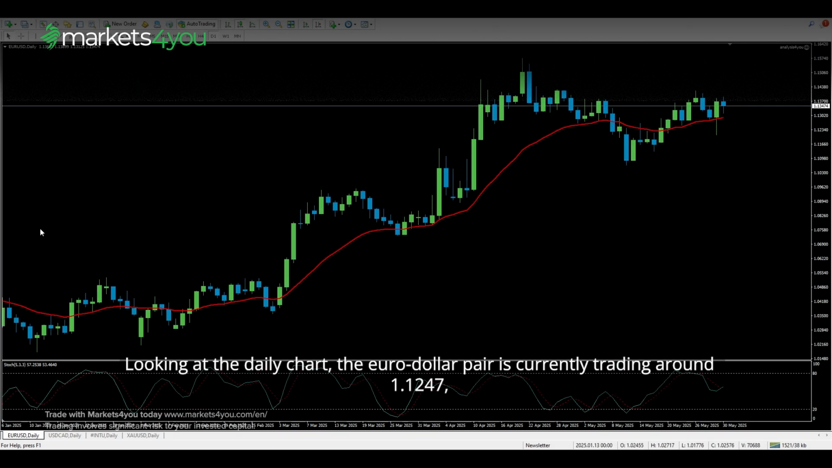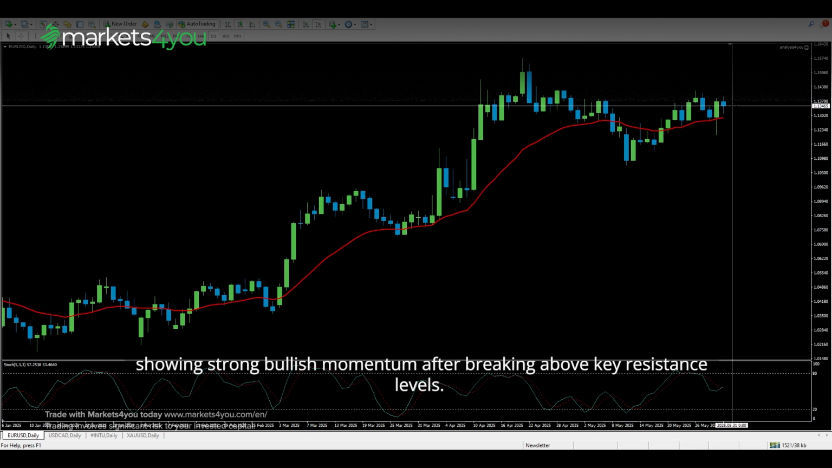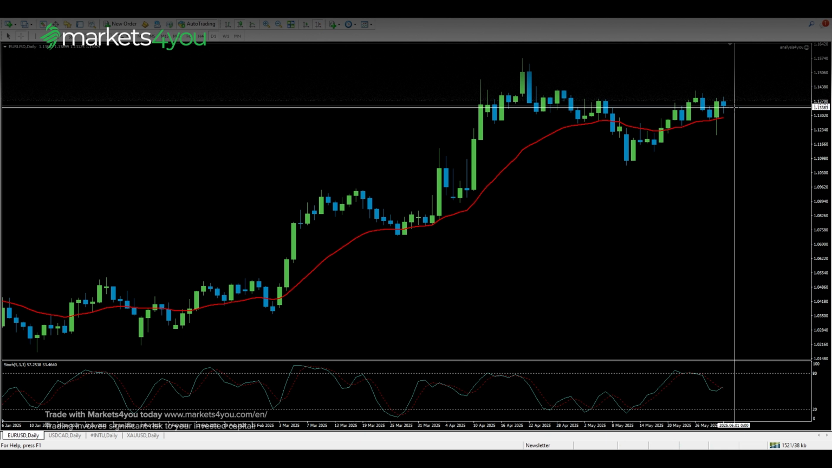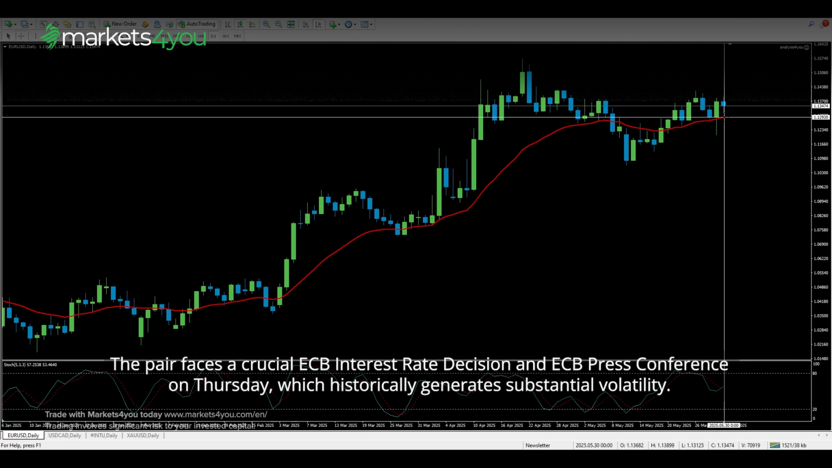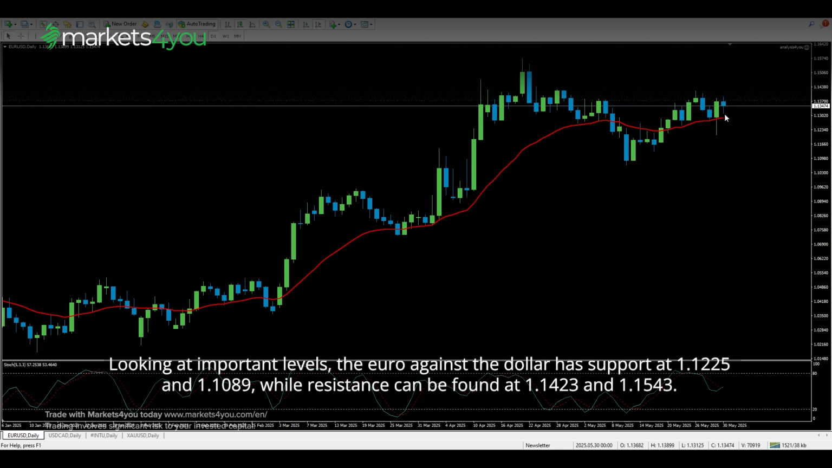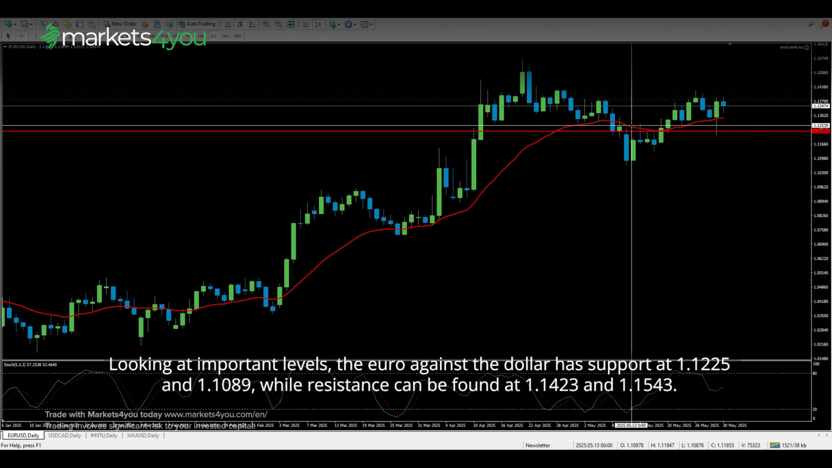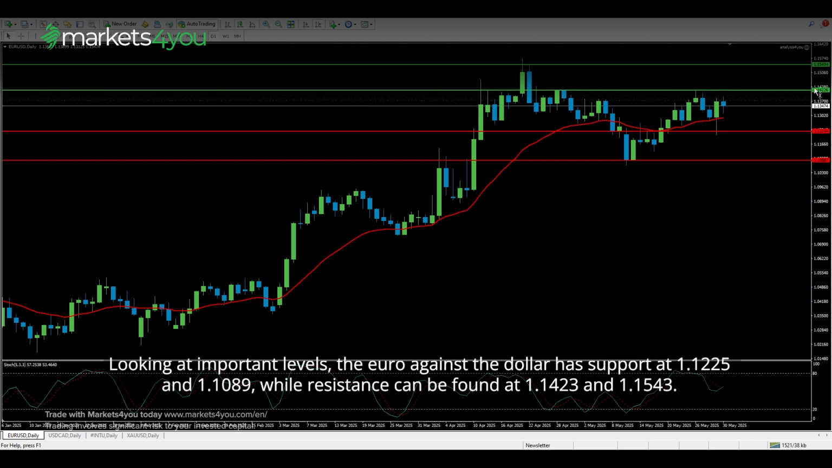Looking at the daily chart, the euro-dollar pair is currently trading around 1.1247, showing strong bullish momentum after breaking above key resistance levels. The pair faces a crucial ECB interest rate decision and ECB press conference on Thursday, which historically generates substantial volatility. Looking at important levels, the euro against the dollar has support at 1.1225 and 1.1089, while resistance can be found at 1.1423 and 1.1543.